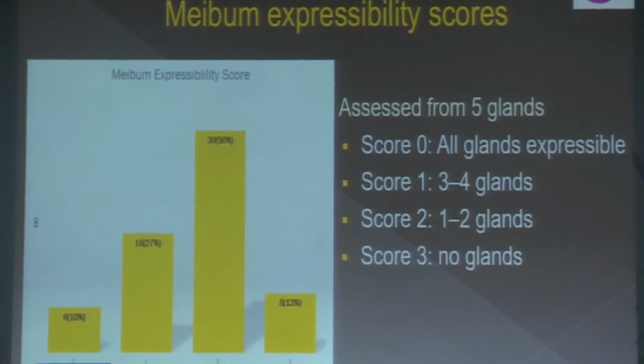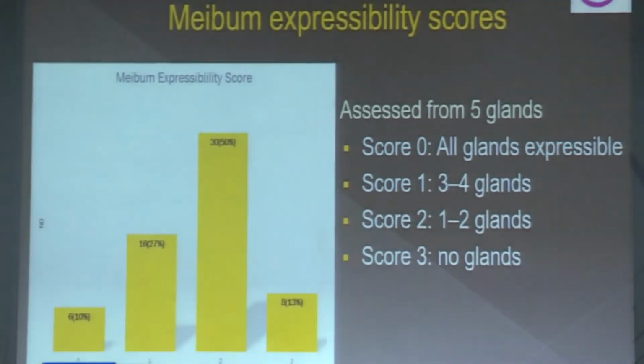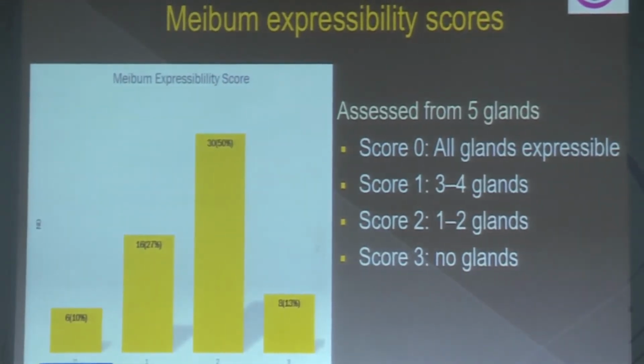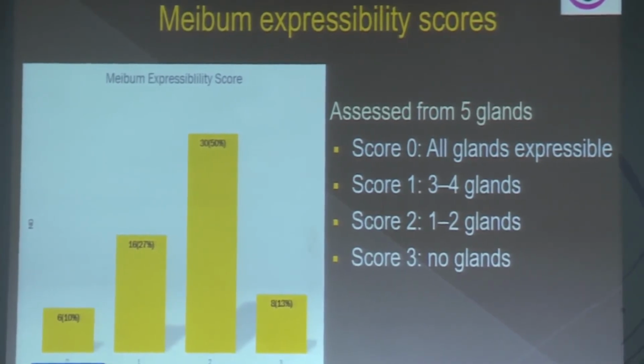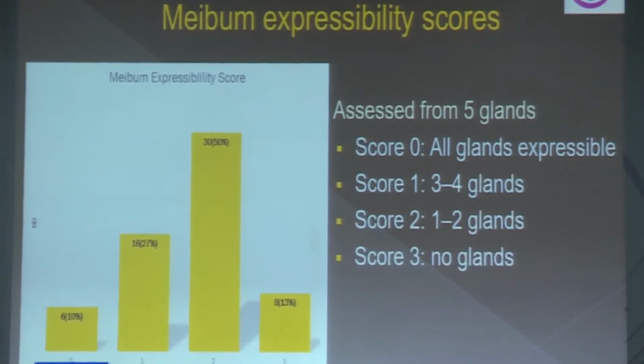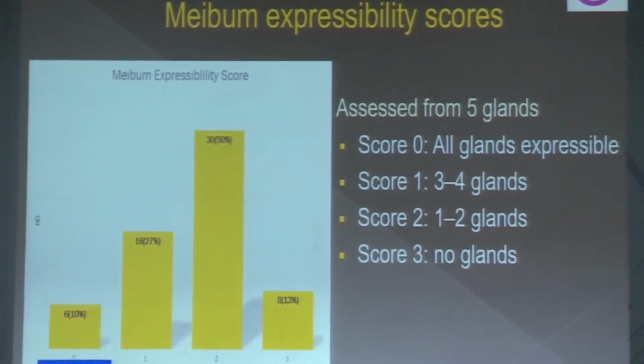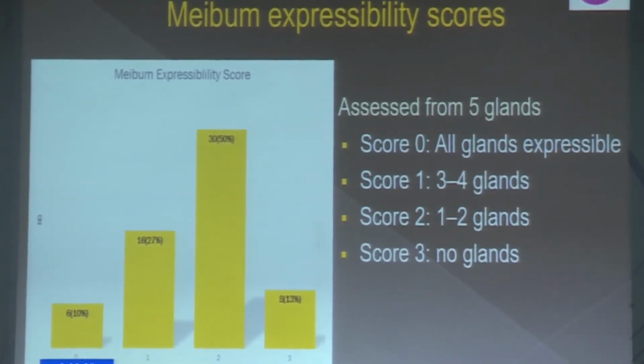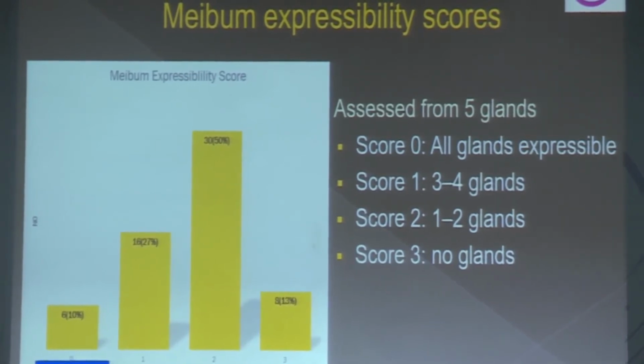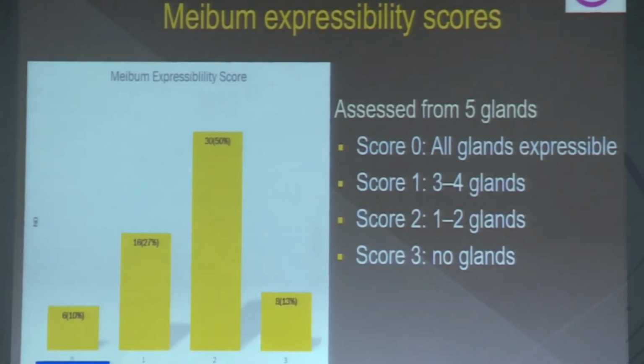Meibum expressibility score was assessed from 5 glands. If all the glands were expressible, the score was 0, and score 1 means 3 to 4 glands are expressible, score 2 means 1 to 2 glands, and if no glands are expressible, the score is considered 3. So majority had a score of 2, that is 50% of the patients.